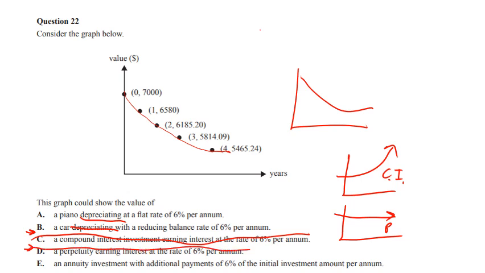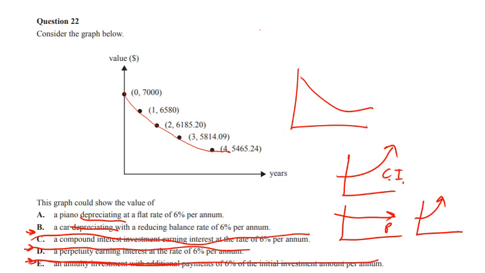So think about this. Although you're looking at this question, you're actually looking at a group of questions. Do you know the differences between the shapes of these graphs? Because the question might have a straight line instead of this curvy line. It might be going up instead of going down. So think about all these things. And E is an annuity investment with additional payments of 6% to the initial investment amount per annum. Again, investments go up, you hope, so we can cross that out.